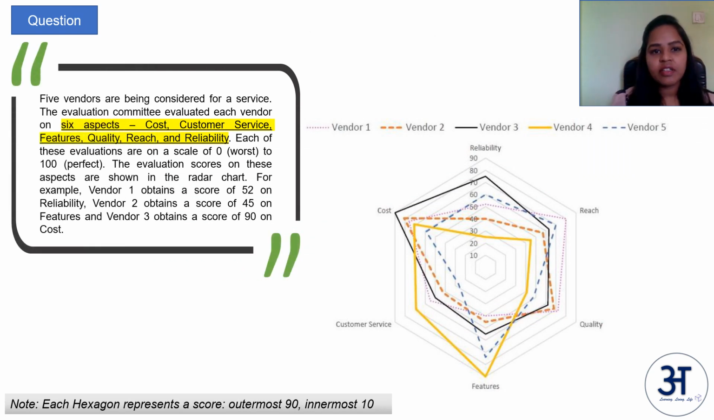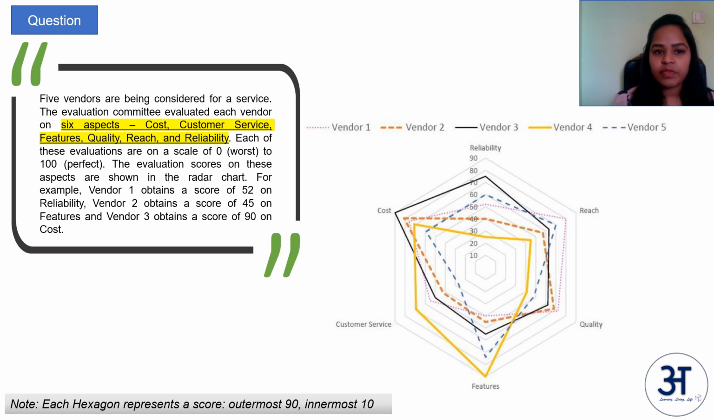So this is the question. Let me read out the question. 5 vendors are being considered for a service. So vendor V1 to V5 are given in the diagrams, and they're represented by different colored lines, right? The evaluation committee evaluated each vendor on 6 aspects. So those 6 aspects are different edges of the hexagon. If you look at the cost, customer service, features, quality, reach, and reliability. Each of these evaluations are on a scale of 0 to 100, 0 being the worst, 100 being the perfect. The evaluation scores on these aspects are shown in the radar chart.